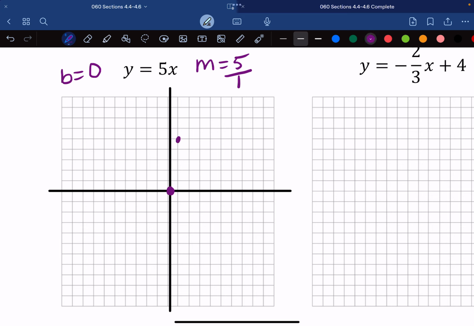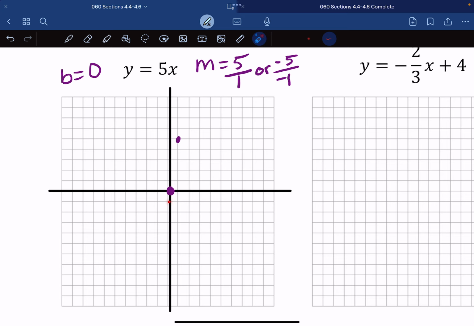And then it's good to have a couple of points, so I could go up 5 more and over 1, but that takes me off my graph. So what if I went the other direction? Because -5 divided by -1 still gives me 5, which is my slope. So -5 divided by -1 is still 5. Either of these can be used to graph my line.